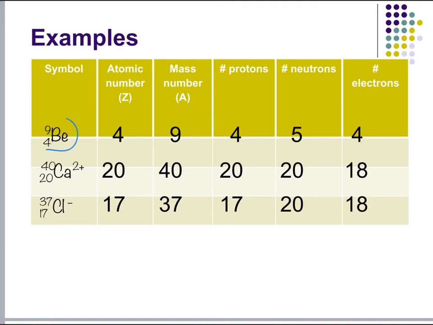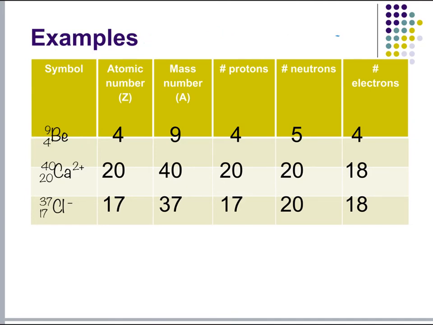So starting with 9 for B. The atomic number is always going to be on the bottom, so that's the 4. The mass number will always be on the top, so that's the 9. The number of protons is the same as the atomic number, so again 4. For the number of neutrons, you're going to take your mass number of 9 and subtract the 4, which is 5. And then there's no charge on this one, so the number of protons is going to be equal to the number of electrons.